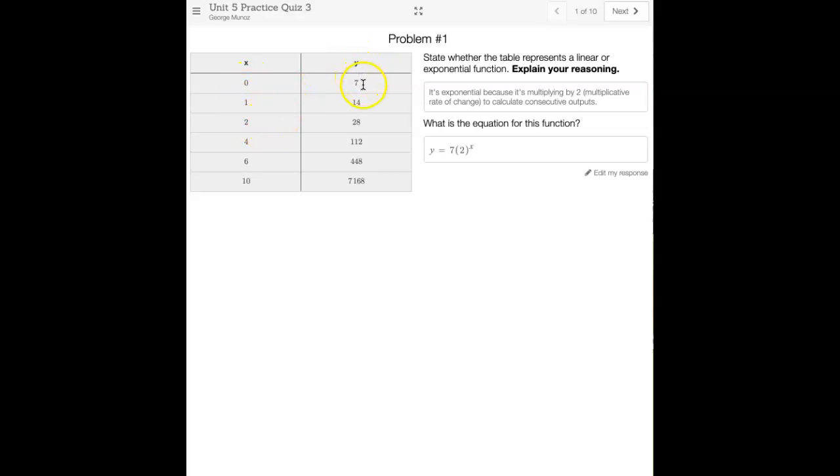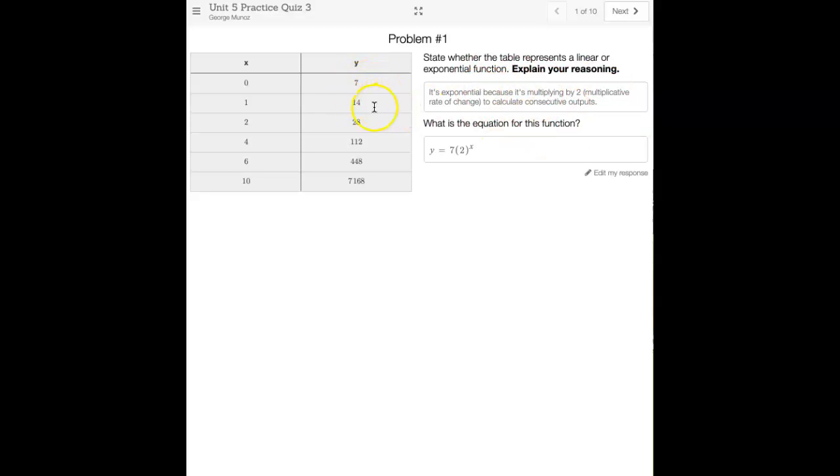We noticed that 7 times 2 is 14, and then 14 times 2 is 28. So that's our pattern. 28 times 2 would be 56. It would go with the input 3. 56 times 2 would be 112, and that does go with input 4, and so on. So anyhow, times 2, multiplying means it's exponential.